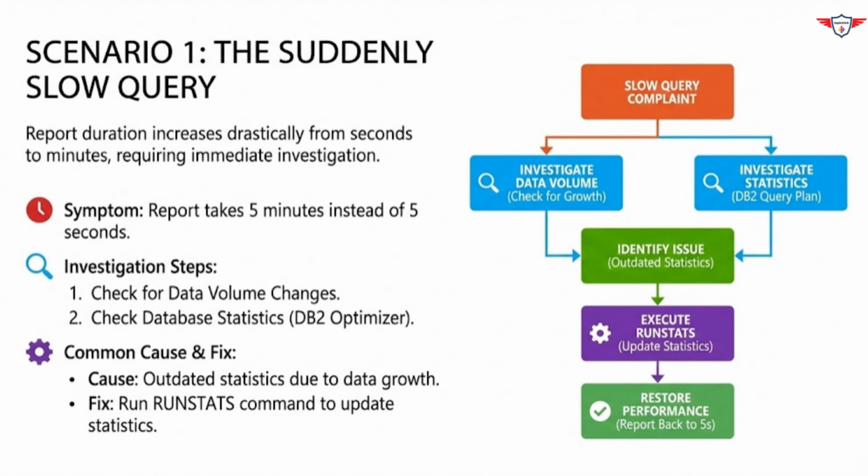Then, check the statistics. DB2 relies on statistics about the data to build query plans. If the table grew by 1,000,000 rows but the statistics haven't been updated, the optimizer might choose a bad plan. The fix is often running the RUNSTATS command to update those statistics.